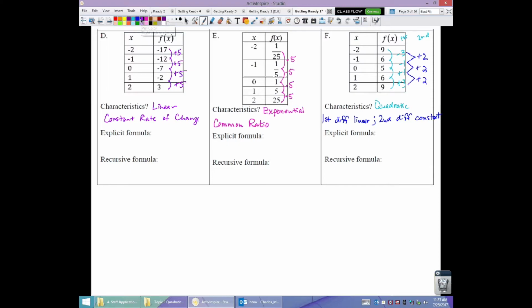Go back into our formulas. For the linear, I'm going to have f of x is equal to the constant rate of change times x, and then plus the 0th term. Well, it's negative 7. For recursion formula, I would say f of negative 2 is negative 17. And then to get any new f of x value, you go to your last one and you add 5.